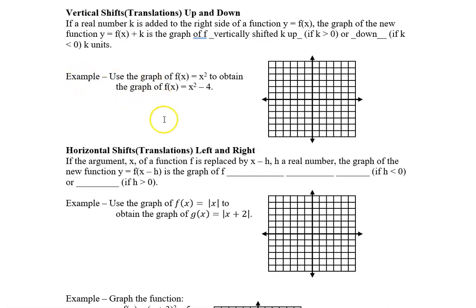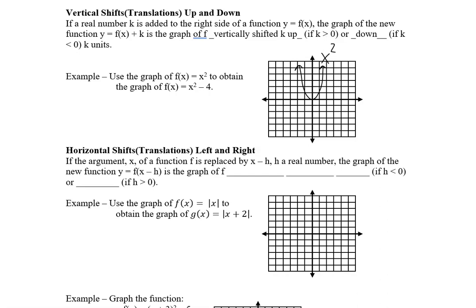So our example, let's use the graph of f of x equals x squared to obtain the graph of f of x equals x squared minus 4. Well, the first thing we have to do is remember the basic shape of our graph x squared, and hopefully you have studied those a little bit and you know that the basic shape of x squared is a parabola with its vertex at 0. So this is going to be x squared. What we want to do is apply transformations to get x squared minus 4.